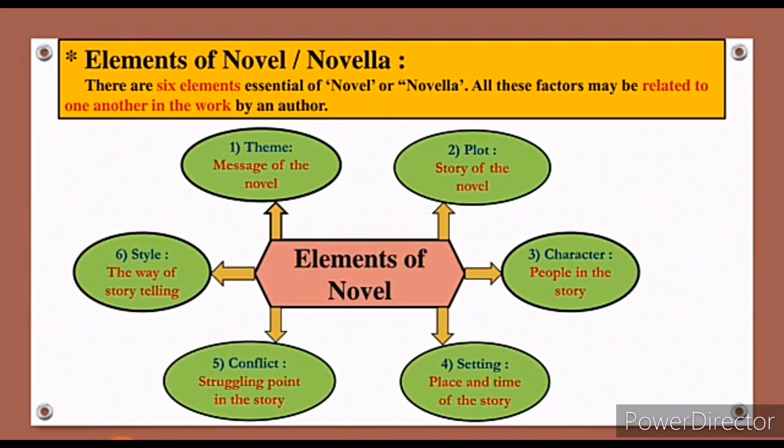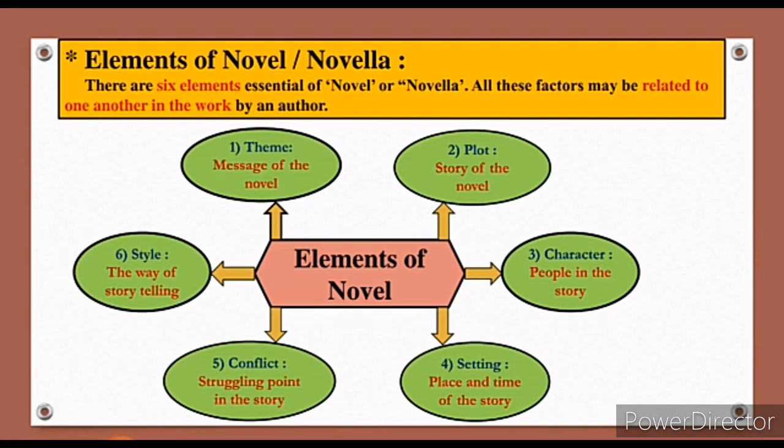First one is theme. That is the message of the novel. What does the theme suggest? It is a message. Every story tells us one message, a lesson it gives us. So theme is message. Second is plot. Plot means the story of the novel, how the story is progressing, how the story is being presented. That is plot.